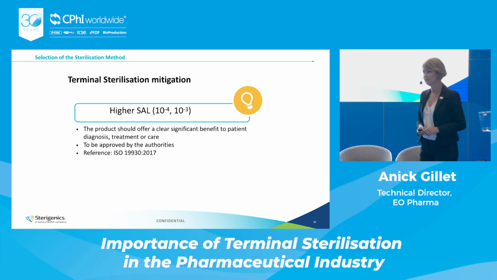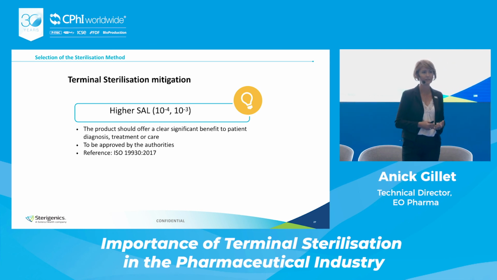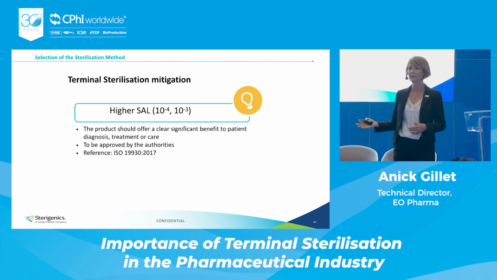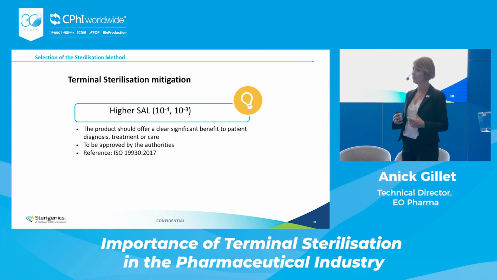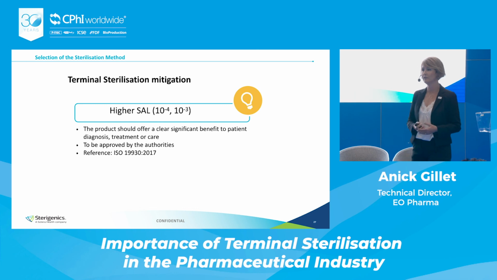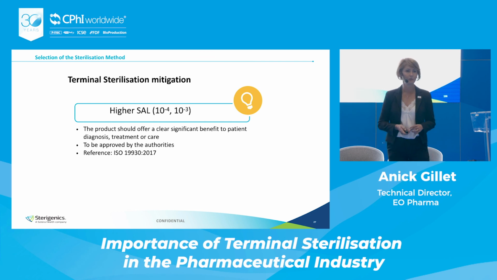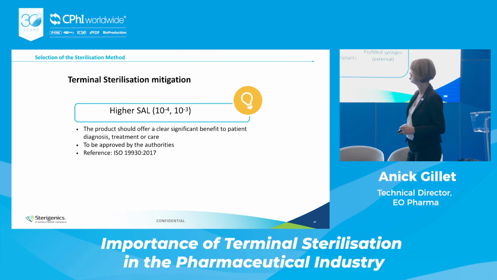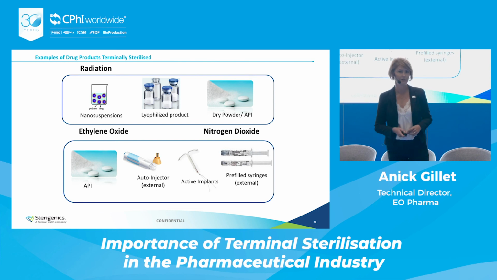Also something to consider, which is sometimes not taken into consideration, is to use a higher SAL compared to 10 to the -6. Even if you are using 10 to the -4, you're safer compared to aseptic assembly. It needs to be approved by the authorities, but that's a possibility. And that's something you can probably defend if you are in a situation where aseptic assembly is also possible. There I refer to the ISO guidance, which is a very nice support if you want to go that way. Here are some examples of products we are sterilizing in our different facilities.